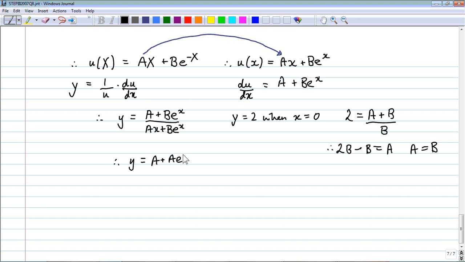But anyway, using this system, I've got a equals b, and so finally I've got y equals a plus a e to the x over ax plus a e to the x. Anyway, the point is that the a's cancel, so y is equal to 1 plus e to the x over x plus e to the x, and that is the final solution, or the particular solution for the differential equation given.